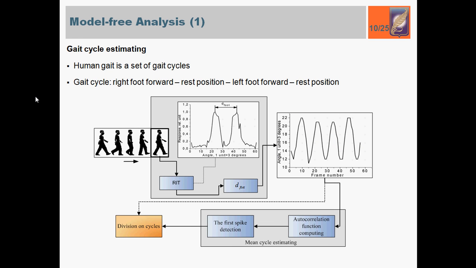Human gait is often presented as a set of gait cycles. The gait cycle is a repeated period during human walk, which corresponds to right foot forward, rest position, left foot forward, rest position. Then the new silhouette is obtained. Radial integration transform is calculated on it. Then two spikes of RIT corresponding to human legs are detected, and the angle distance between them is accepted as a new count of gait function. Proceeding, the autocorrelation of this function is computed and the first spike of autocorrelation is detected. Thus, we have the mean cycle.